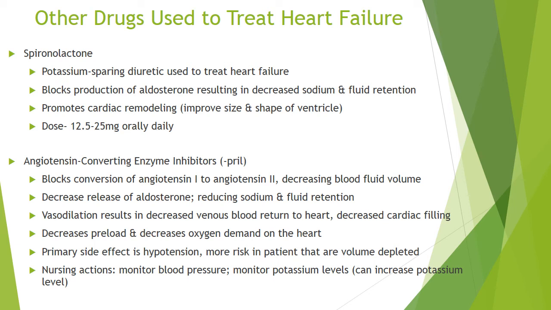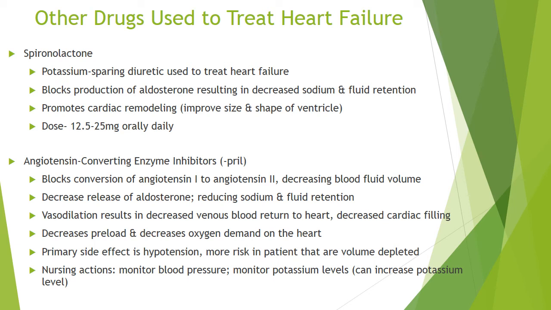And cardiac remodeling is like the changing of the size and the shape of the ventricles once we've had a cardiac injury to the heart. So it goes back and tries to help improve the size and the shape of the ventricles to where we can get more squeeze on the heart from the muscle and have an improved cardiac output. Its dose is 12.5 to 25 milligrams PO daily.